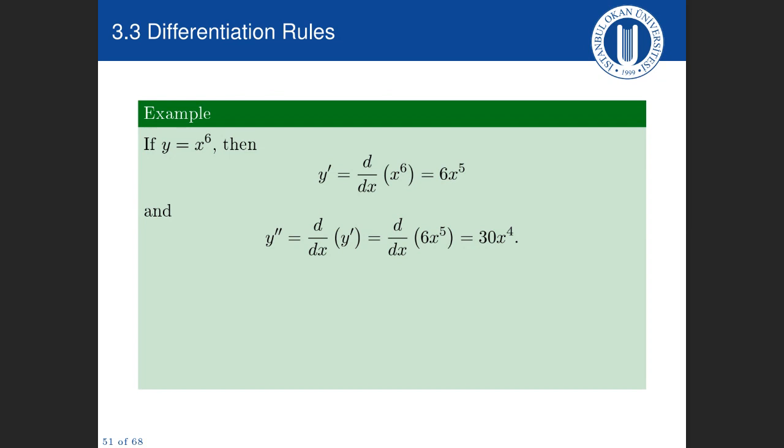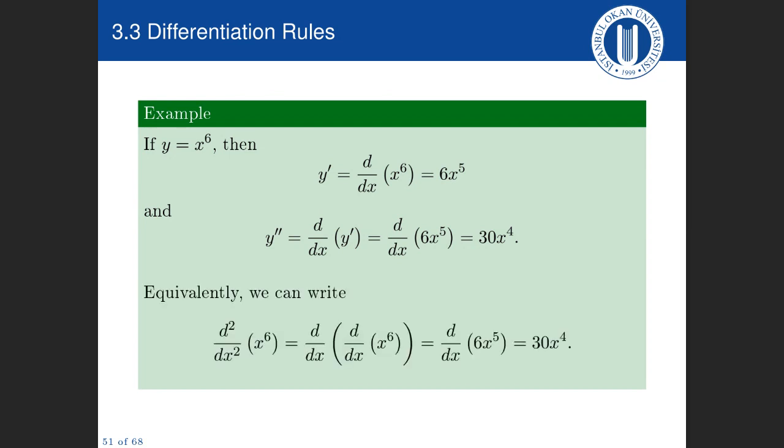There's another way we could do the same calculation. We could write it like this. I could write d squared/dx squared for the second derivative of x to the power 6. That's d/dx of d/dx of x to the power 6. Do the inside derivative first. The derivative of x to the power 6 is 6x to the power 5, and then we differentiate it a second time to get 30x to the power 4.